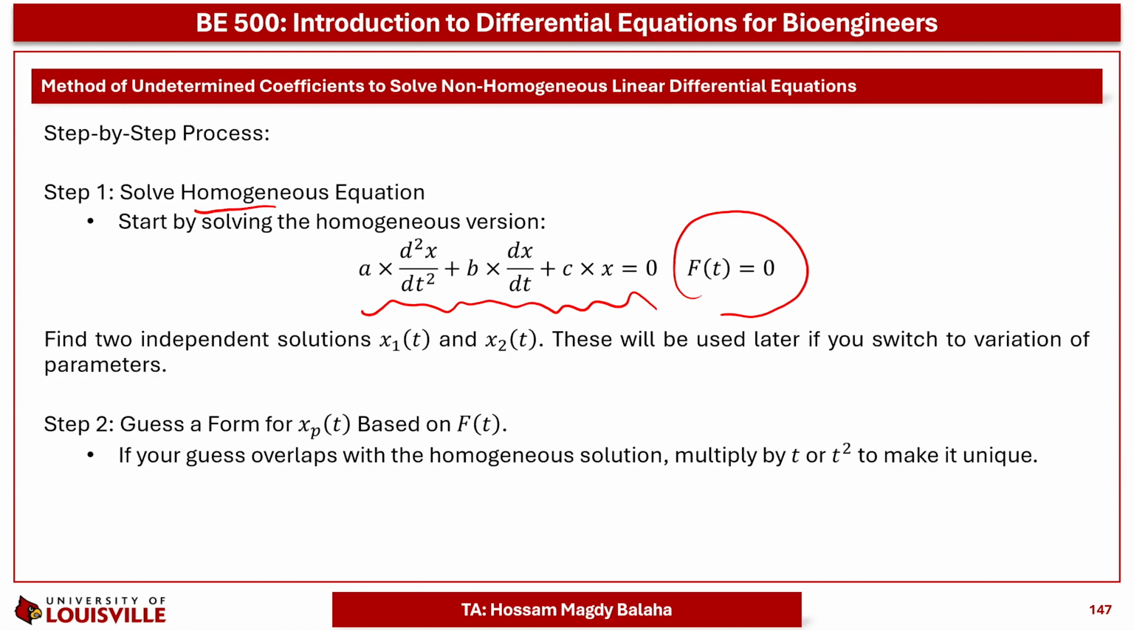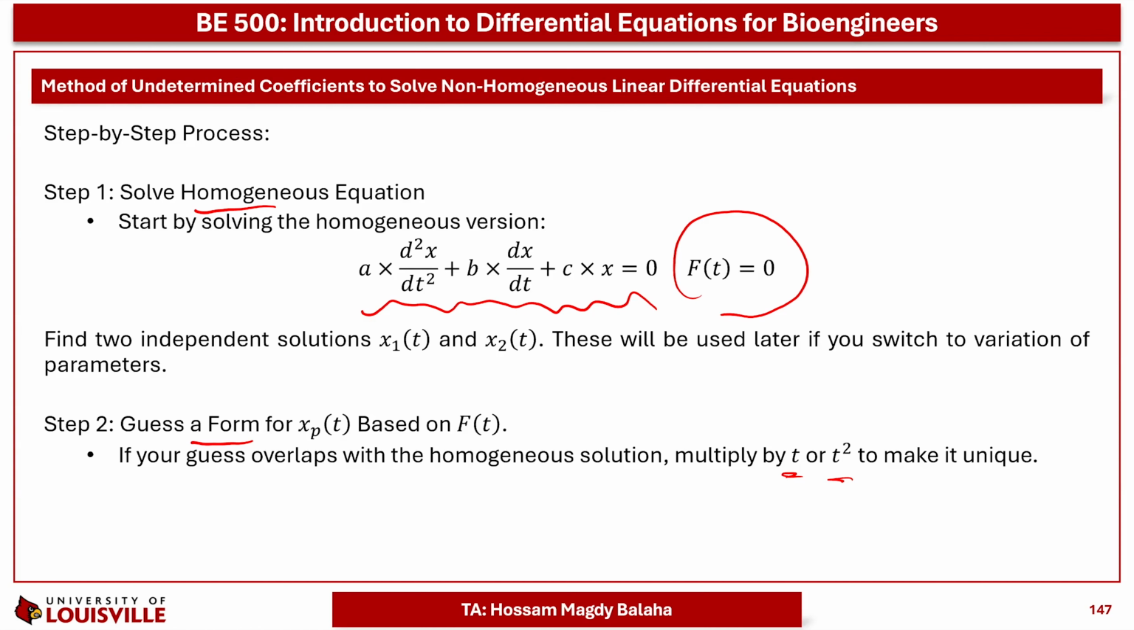After that, in step 2, to guess the form, simply get the type of the function and find the corresponding guess for that particular solution. Then you now have two solutions by the end. If you find that both solutions are similar, for example, cosine t here and cosine t here, simply multiply the particular solution by t or t squared to make it unique. So simply, we don't want any overlap between the homogeneous solution and the particular solution.